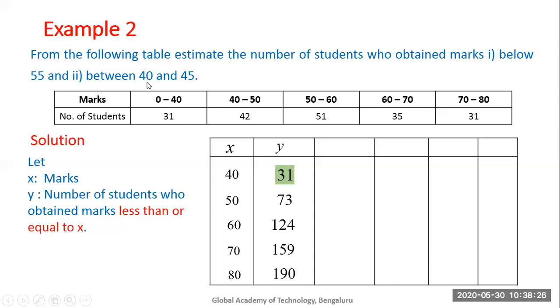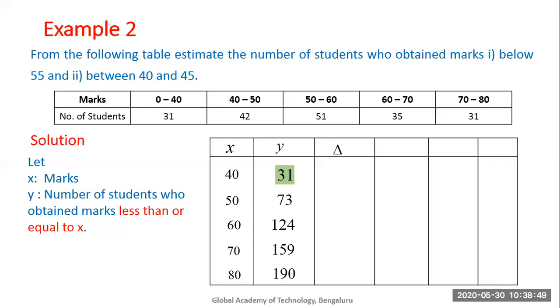For the second question, we want between 40 and 45. So we have below 40, and we need between 40 and 45. If I find below 45, I can get between 40 and 45. So for that, let me construct the forward difference table.